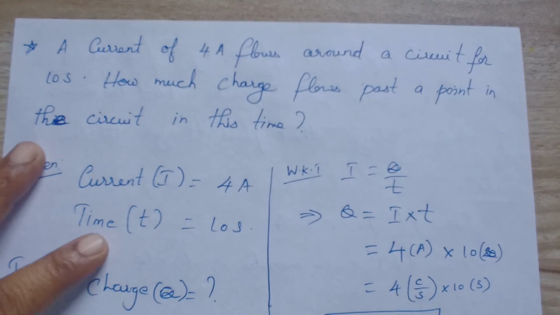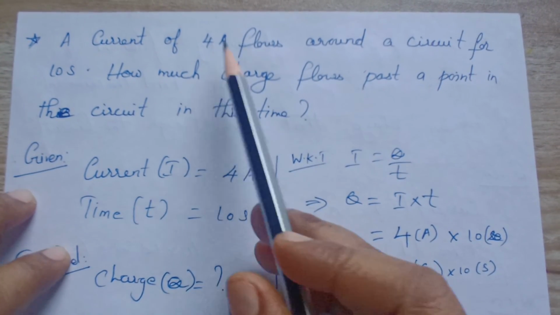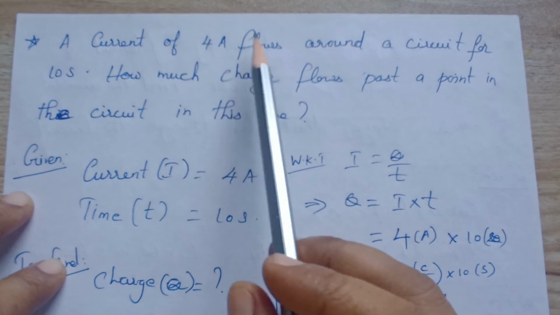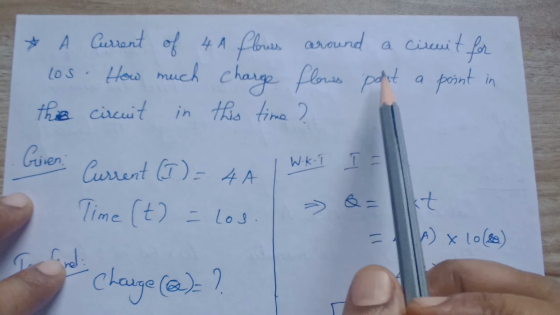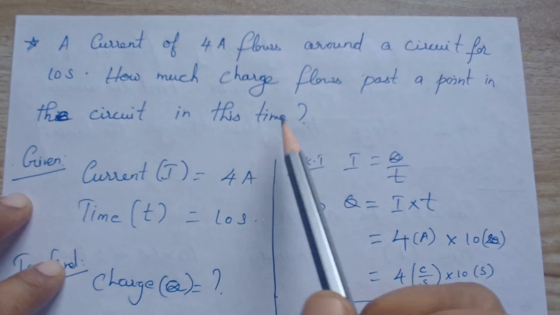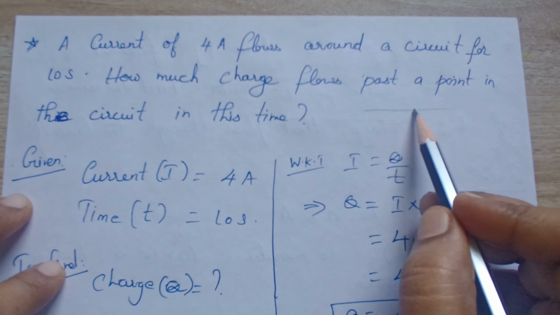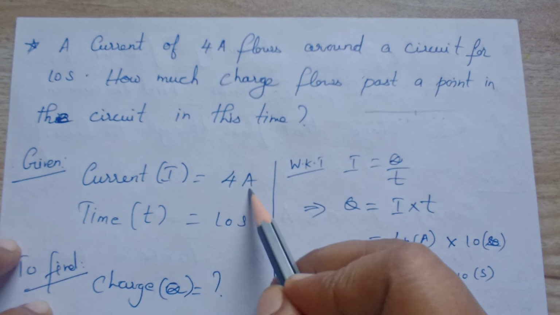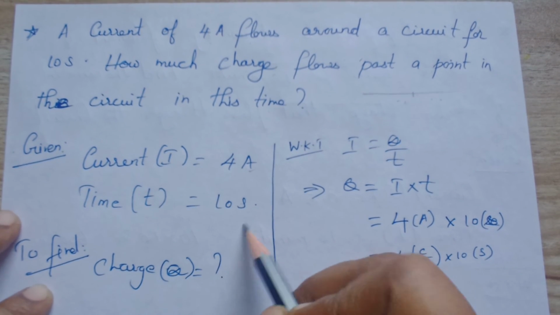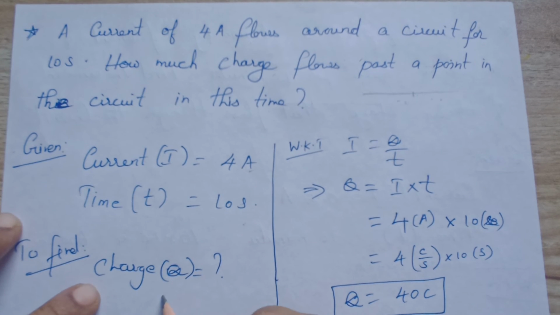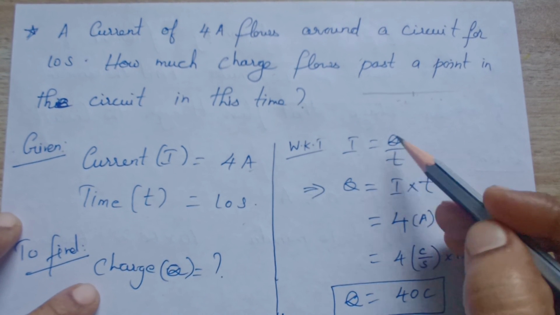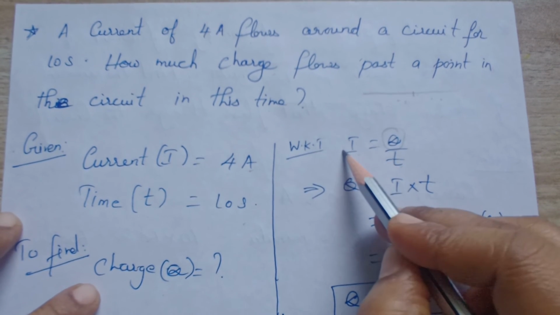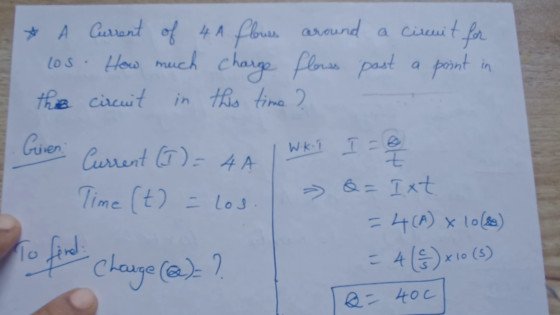Next. A current of 4 ampere flows around a circuit for 10 seconds. How much charge flows past a point in the circuit in this time? So through the circuit at a particular point, what is the charge flowing? We need to calculate the charge. Current is given in ampere itself, time given in seconds. So directly we can substitute I equals Q by T. We need Q only, so keep the Q here, transpose this T to this side, so it becomes I into T.